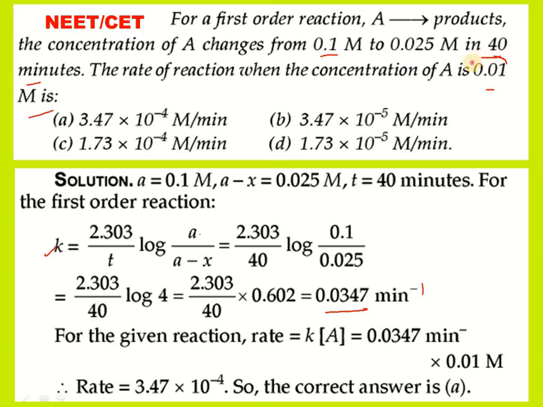Sorry, they are asking concentration value here. 0.01 is what? So substitute that here. Then it has become 3.47 into 10 to the power of minus 4. So that's why option A is the right option for this one.